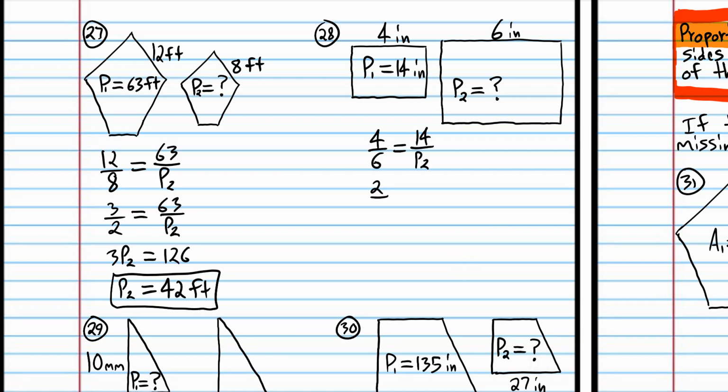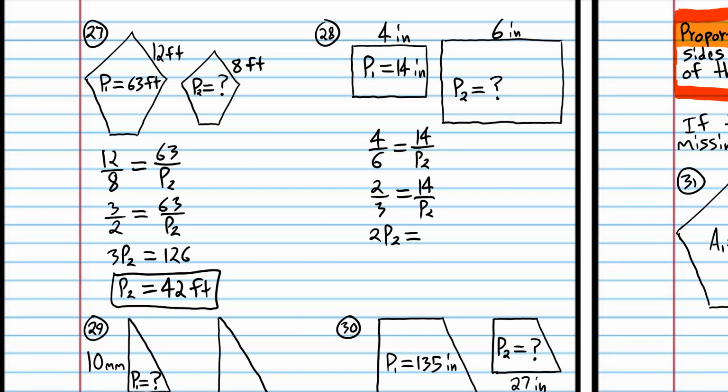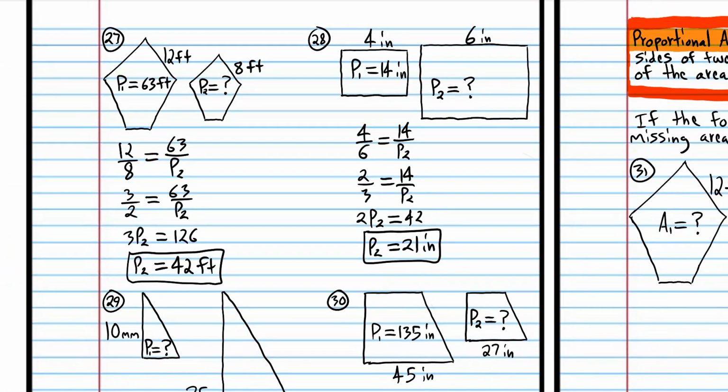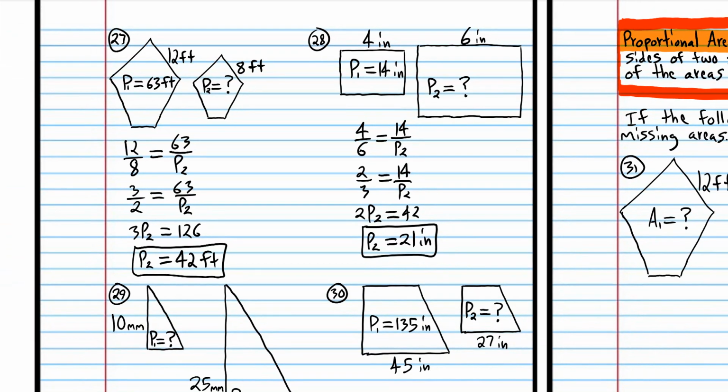So reduce, cross multiply, we get 2P2 is equal to 3 times 14, which is 42. Divide both sides by 2, and we get 21 inches. Make sure to write inches. If you didn't write inches, go ahead and write that now. Remember, you're going to lose points if you forget to write your units.